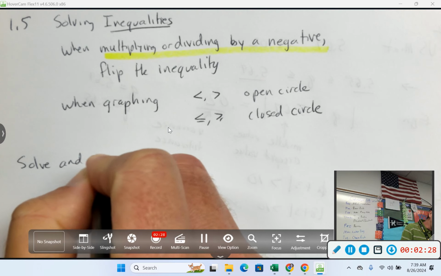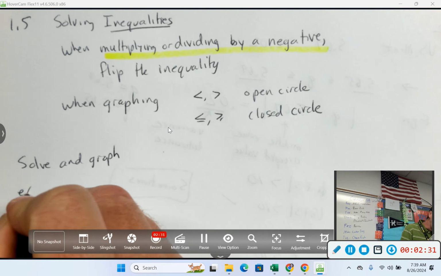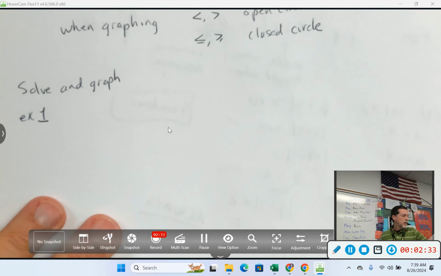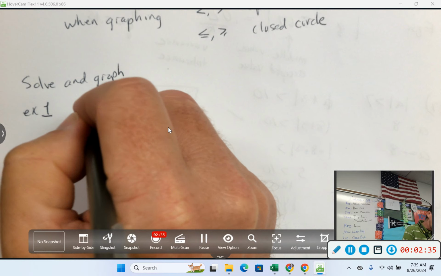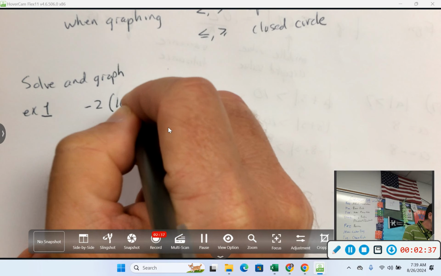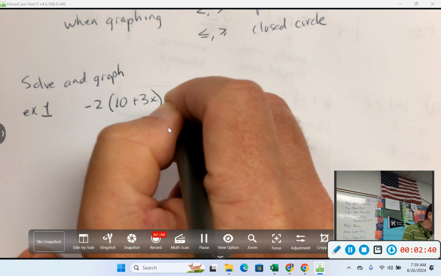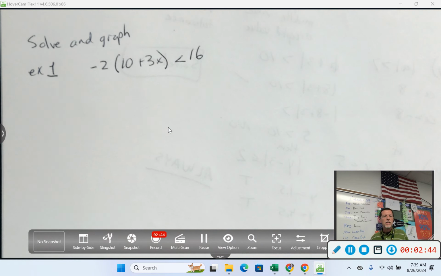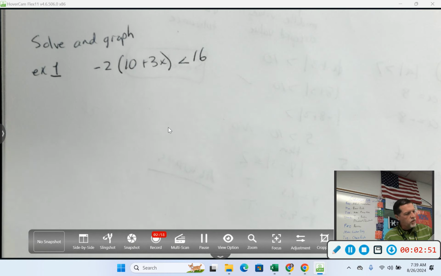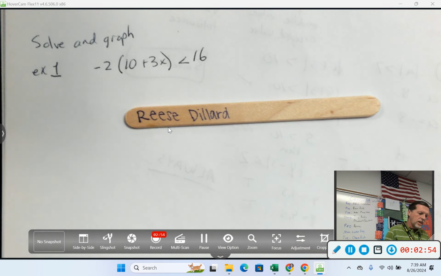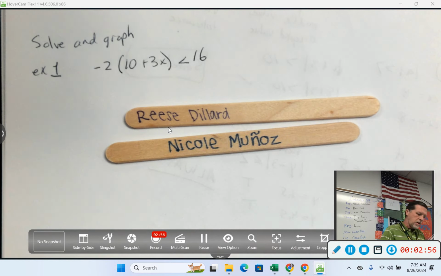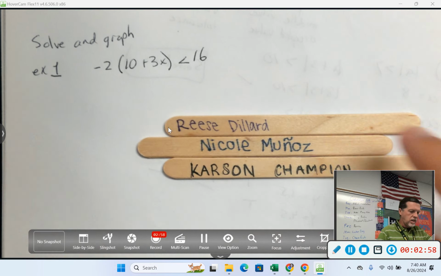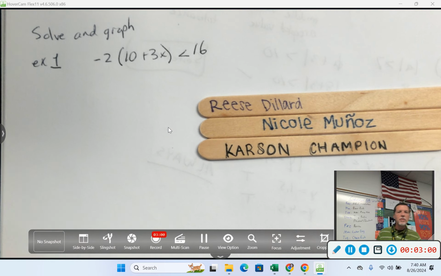All right, let's solve and graph all of 2 examples here. Negative 2, parentheses 10 plus 3x, is less than 16. And this is mostly just algebra, so let's just pick on some people to get us rolling this morning. Make sure everybody's awake. I don't know, 3 might even be too many for this problem.